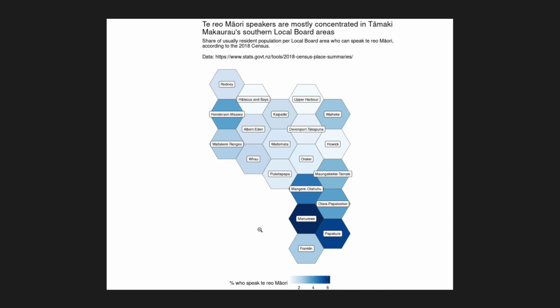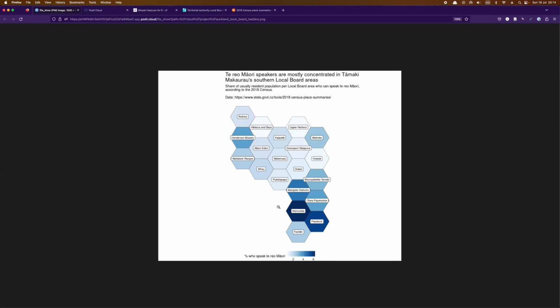We just want to show everything equally in order to clearly show on the map where there are higher proportions of te reo Māori speakers. And we can quite clearly see on the map here that they tend to be concentrated down here in the southern local boards. Okay, so that's a quick primer on what this map is. But how do we build this?